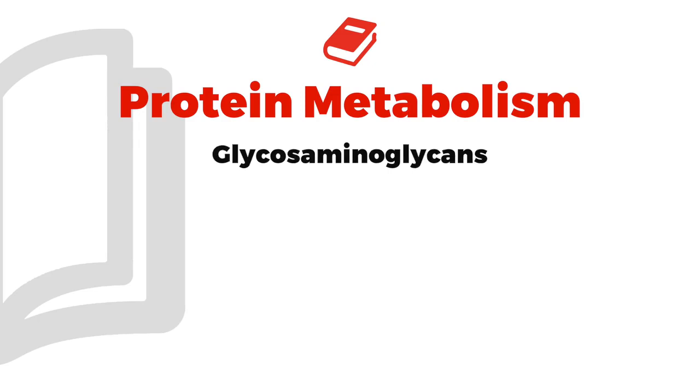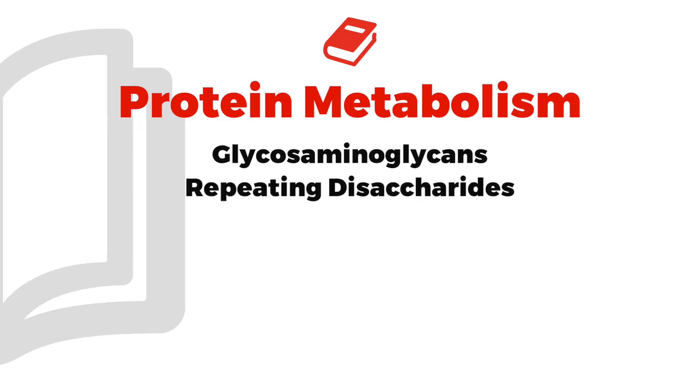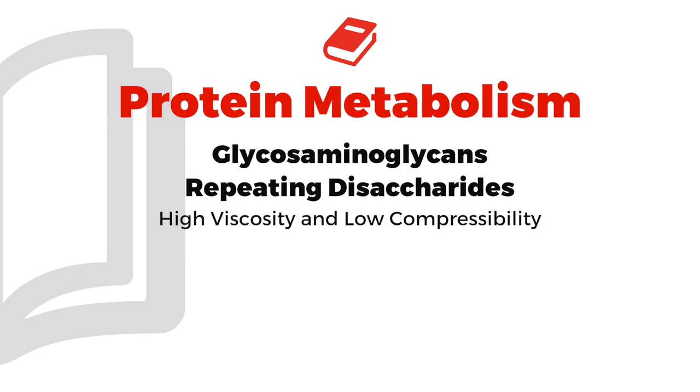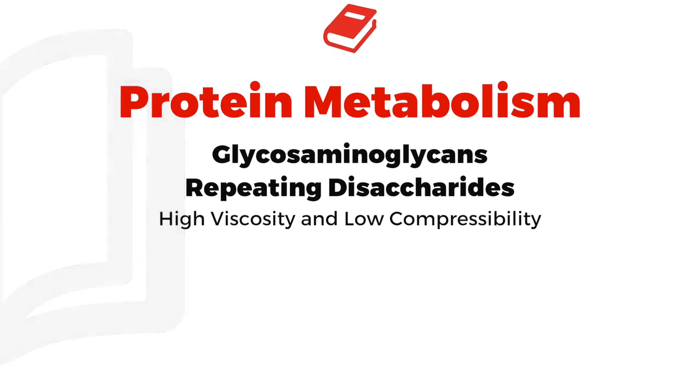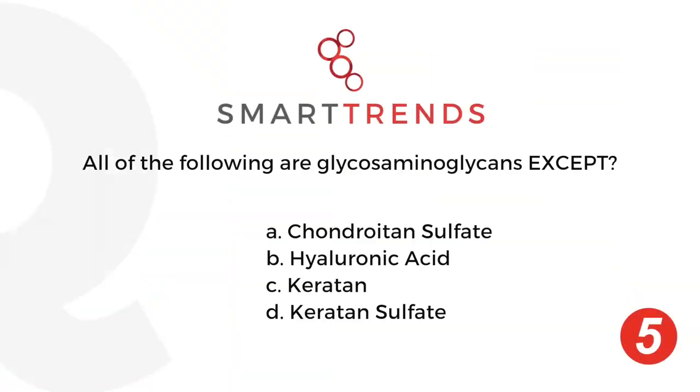Now the next thing is glycosaminoglycans. These are GAGs. You guys know these are repeating disaccharides. Now as you look in your notes there, if you read that paragraph, it says they have high viscosity and low compressibility, okay? So, one of the things that they've asked 2 different times on GAGs is this. So take a look at this on the screen.